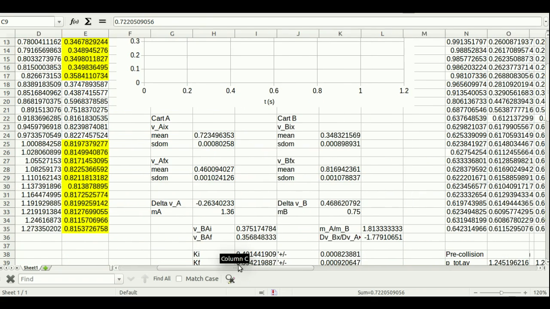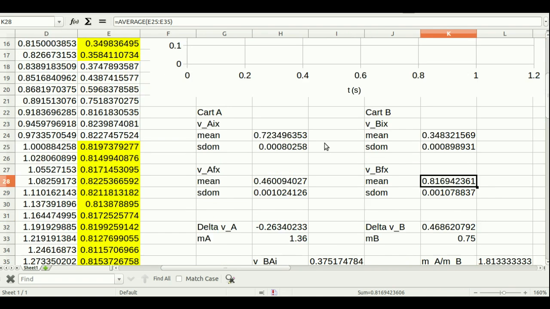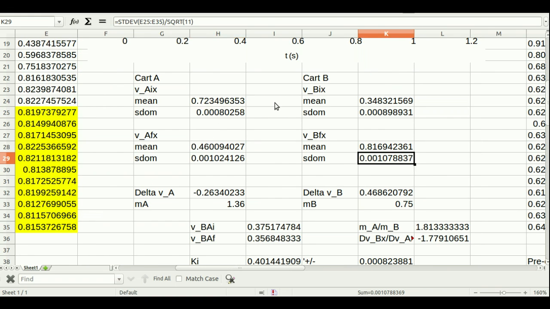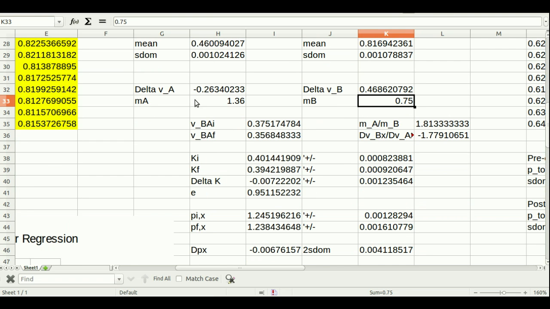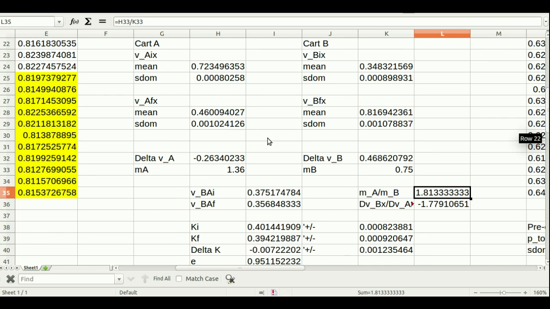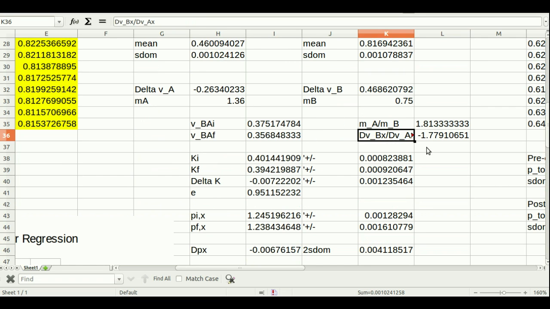So I've calculated mean velocities for the 2 carts before and after the collision, and here they are. I've also calculated SDOMs. I also have the measurements of the inertias, and this MB is to 3 sig figs, but the spreadsheet won't show that. So really, when I divide those by each other to get the ratio of inertias, I should quote 3 sig figs, and so it should be 1.81. And similarly, I believe from my analysis that I have 3 sig figs for my velocities, or at least for my change in velocities, and so I should really quote 3 sig figs for dvb by dva, and so that comes out to 1.78.